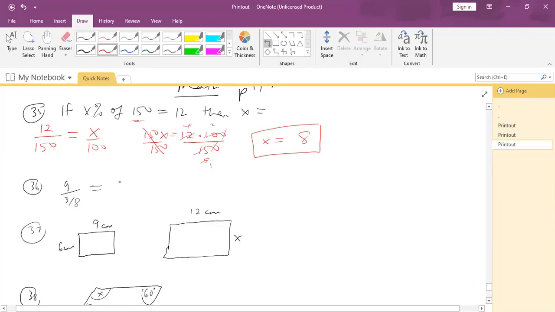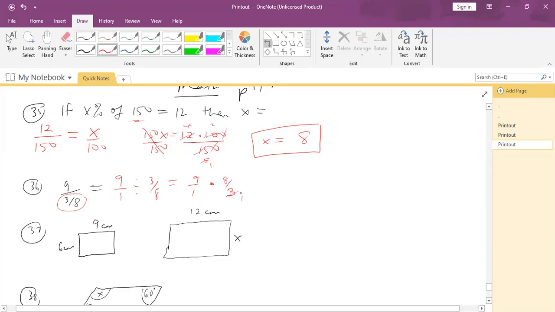Okay. All right, good. Then 36, you have 9 divided by 3 over 8. So if you're confused, you can write this as 9 over 1 divided by 3 over 8. This is what you have, just in case you're a little bit confused. So this will be 9/1. Dividing fractions, you have to multiply by the reciprocal, which is 8/3. Keep the first fraction times the reciprocal of the second fraction. And then reduce to lowest terms.